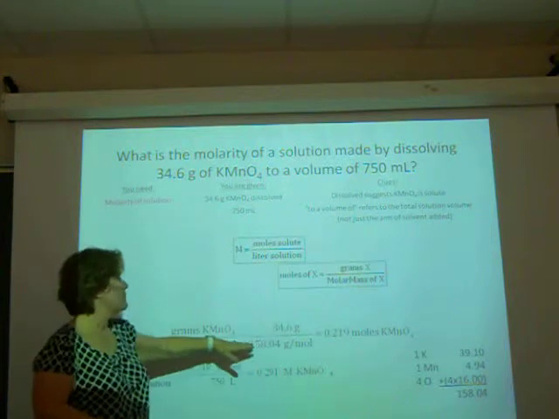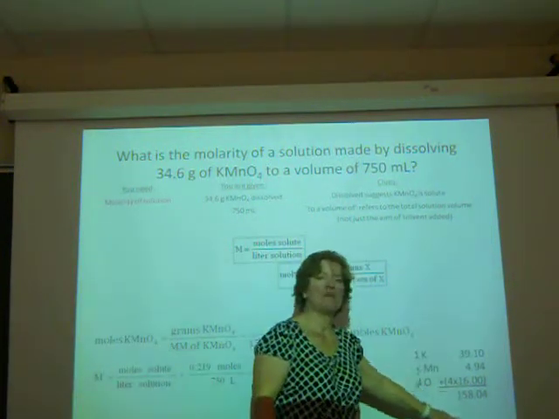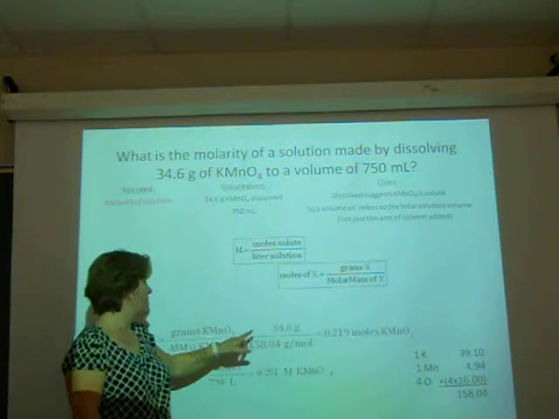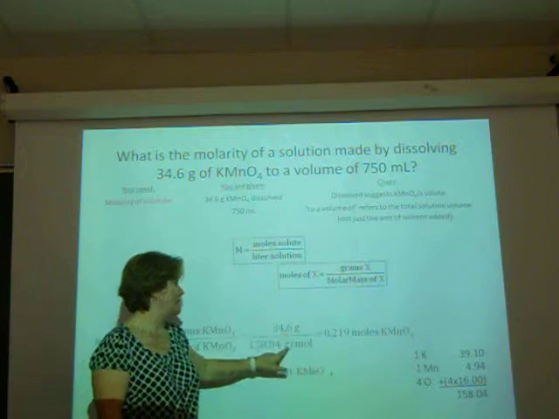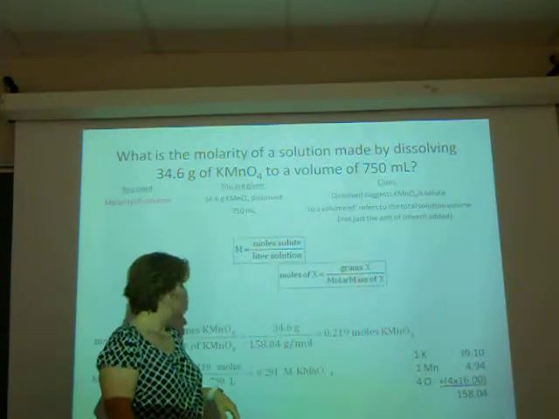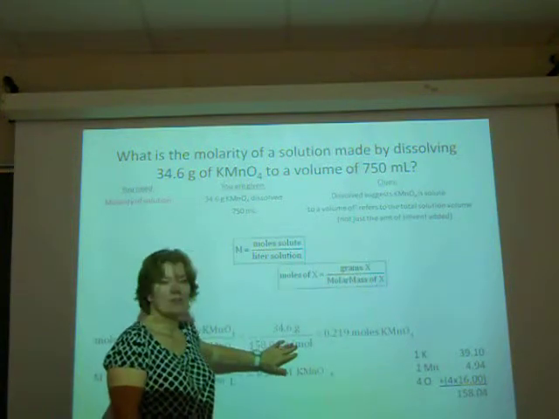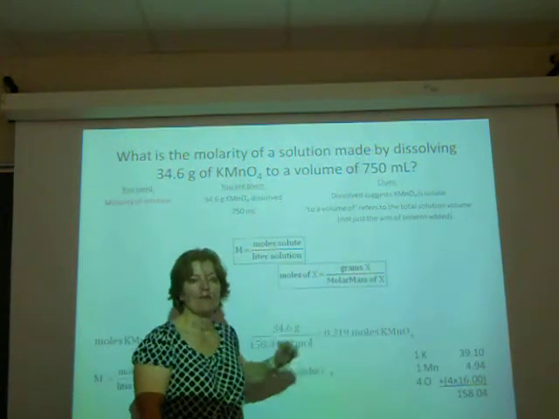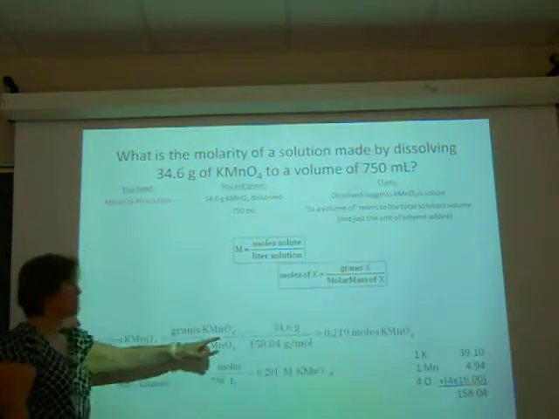So I'm going to first find the molar mass of KMnO4, 158.04. And then I'm going to take the grams divided by the molar mass. So 34.6 divided by 158.04, I get 0.219 moles of KMnO4. Instead of dividing this, I could have used this as a conversion factor with grams on the bottom. It would still be dividing. And now I'm going to plug in that 0.219.